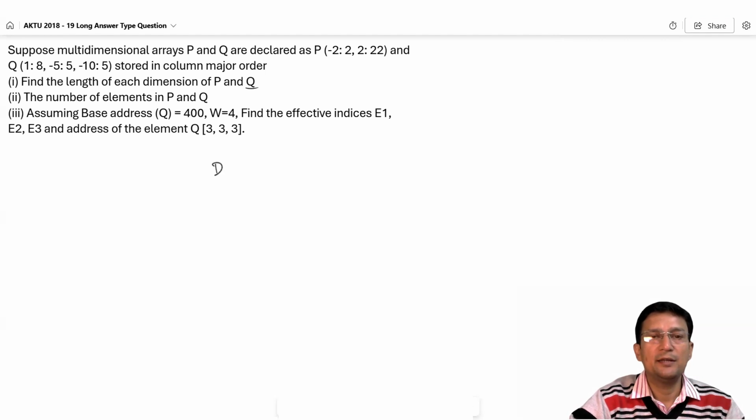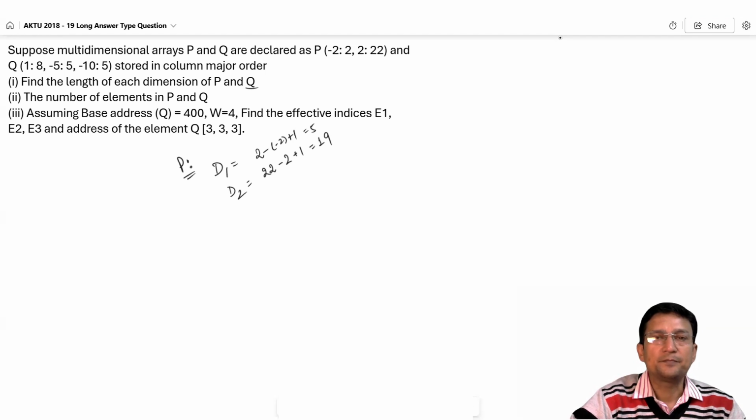Dimensions की length को find करने के लिए जो पहला dimension है P के लिए हम इसको solve कर रहे हैं. तो P के लिए पहला dimension है upper bound minus lower bound plus 1. So this is equals to 5. P के लिए जो second dimension है that is 22 upper bound minus lower bound and then plus 1. So this is equals to 19. So length of each dimension of P and Q is 5 and 19. Sorry, this will not be 19, this will be 21. Extremely sorry.